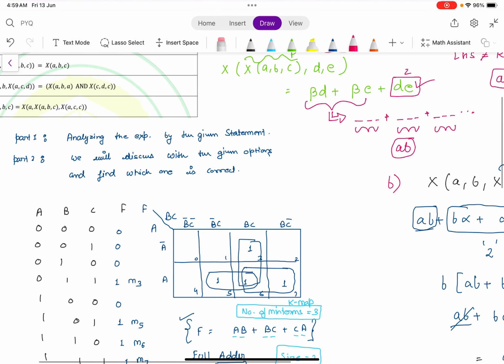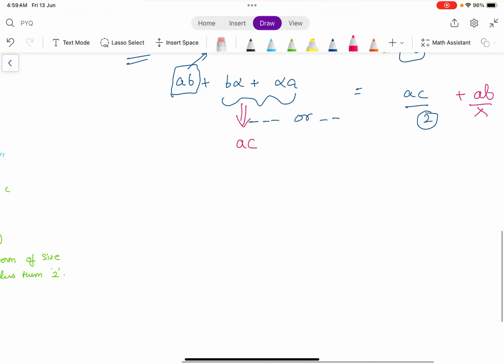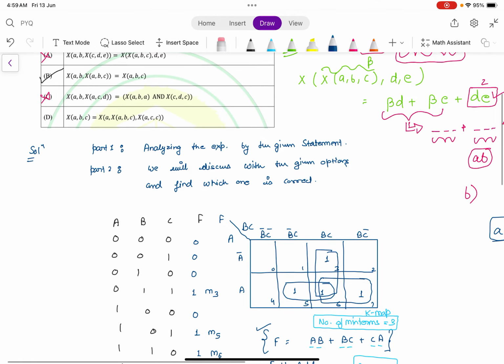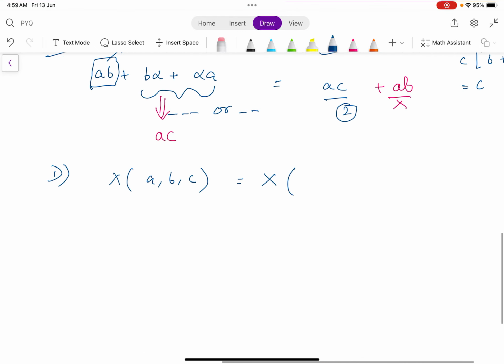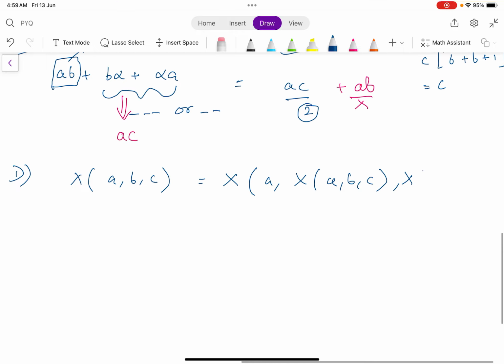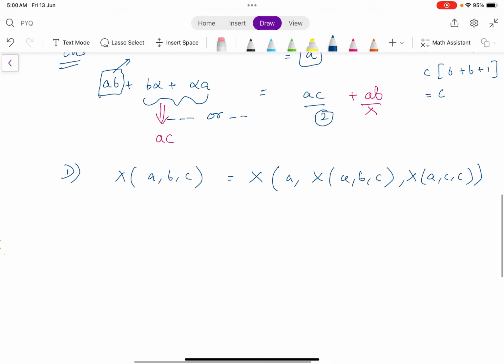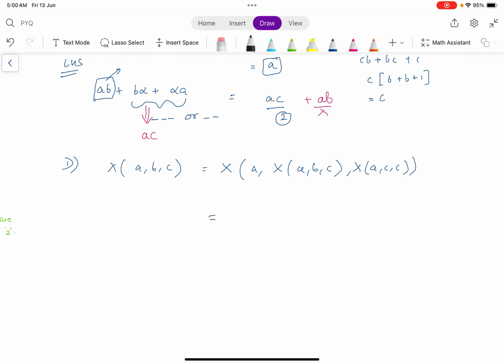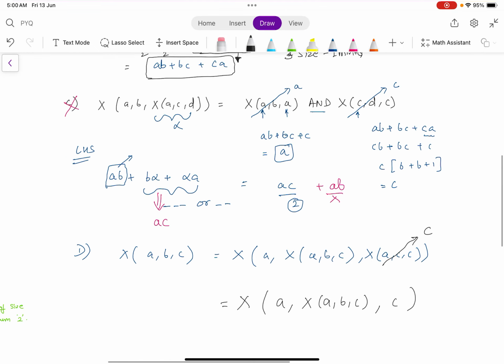Let's go to option D quickly. Option D is written as X of ABC is X of A, ABC, ACC, ABC, and X of A, C, C. Now you will see, if you do some smaller manipulation, it becomes A. This as it is, A, B, C, and I already told you that A, C, C, if you rationalize it, becomes C. So it becomes similar to option B.